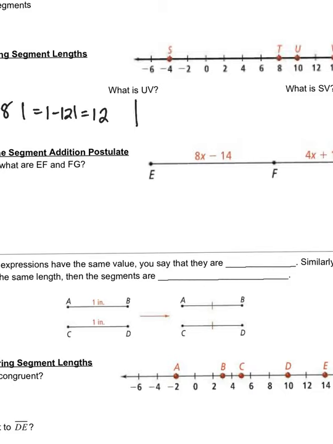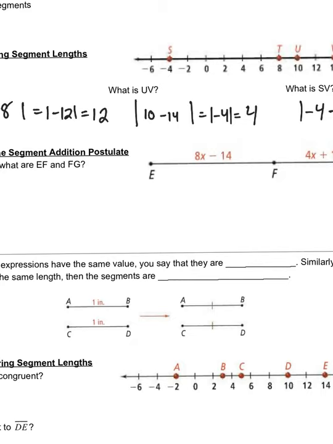Here we want to find what UV is. So we have our absolute value bars. U is 10 and V is 14. 10 minus 14 is -4. Well, we'll take the absolute value of it. And so UV is +4. Moving on. SV: S is -4, V is 14. -4 minus 14 is absolute value of -18. Those absolute value signs make it positive. So here we have +18.